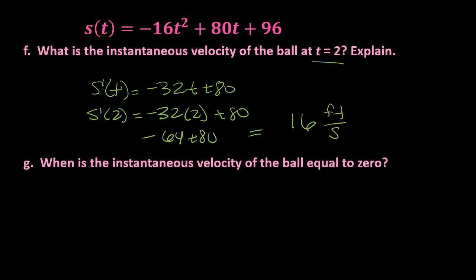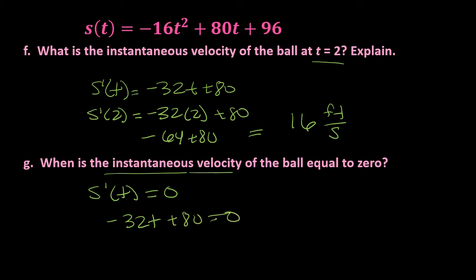So at that one moment in time, 2 seconds into the flight, the ball is traveling at 16 feet per second. Then it asks, when is the instantaneous velocity equal to 0? So basically that says, when does s prime of t equal 0? Well, s prime of t equals 0 when negative 32t plus 80 equals 0.